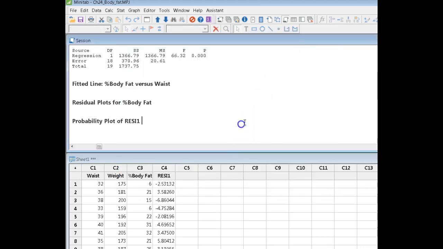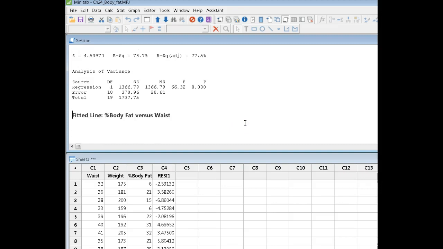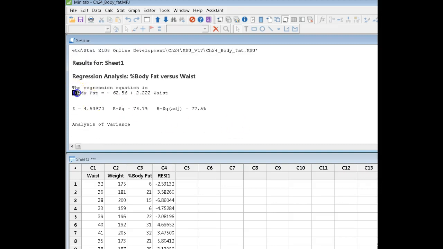Now, normally when we get a regression, and if I scroll up here, Minitab tells me what the equation is for the line of best fit, tells me the standard deviation, tells me R squared. Usually when we have an equation like this, we want to use it for prediction. So we might want to plug in somebody's waist size and predict what their percent body fat is going to be. In Minitab, you have to go to a different window to do this.